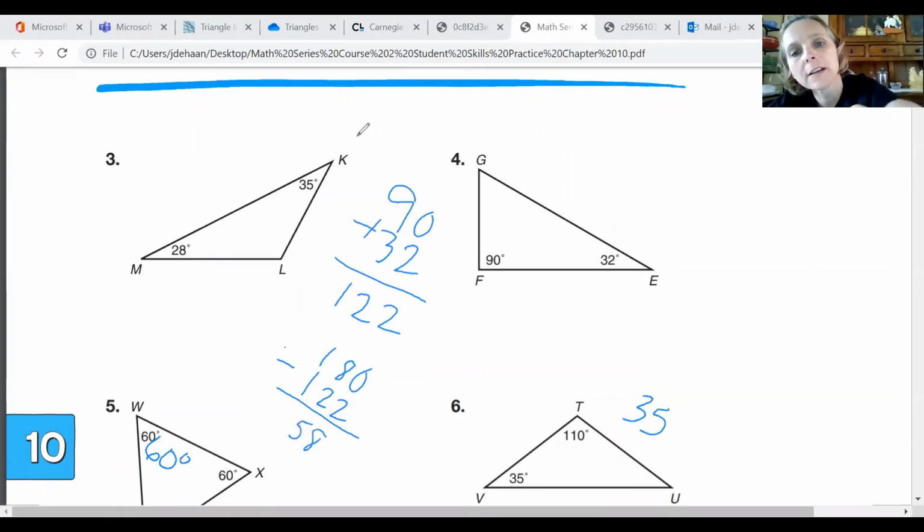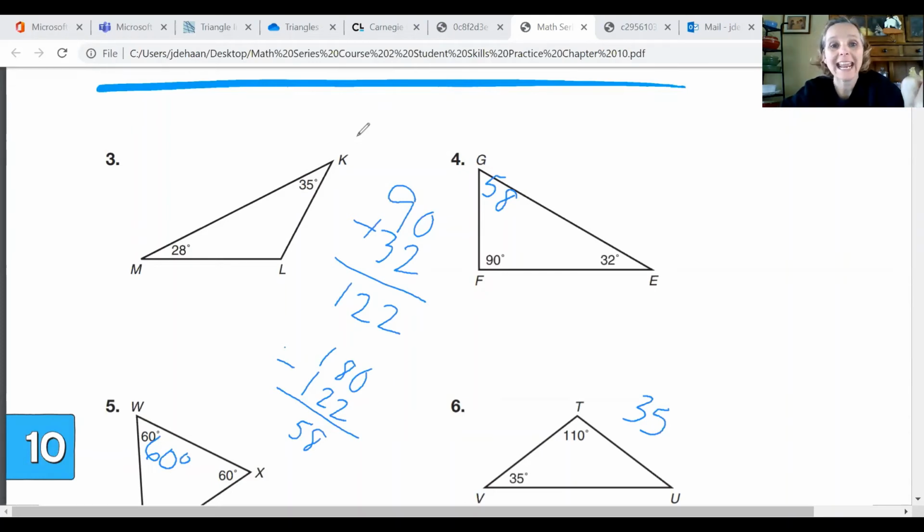So I know that this angle G has a measure of 58 degrees. Now, once you have the three angle measures provided, the opposite sides, so by opposite side, I mean the side that is across from the angle that I'm talking about, that's how you determine which one is the longest. So the largest angle, for number 4, the largest angle would be angle F, because it has the largest measure, 90 degrees.